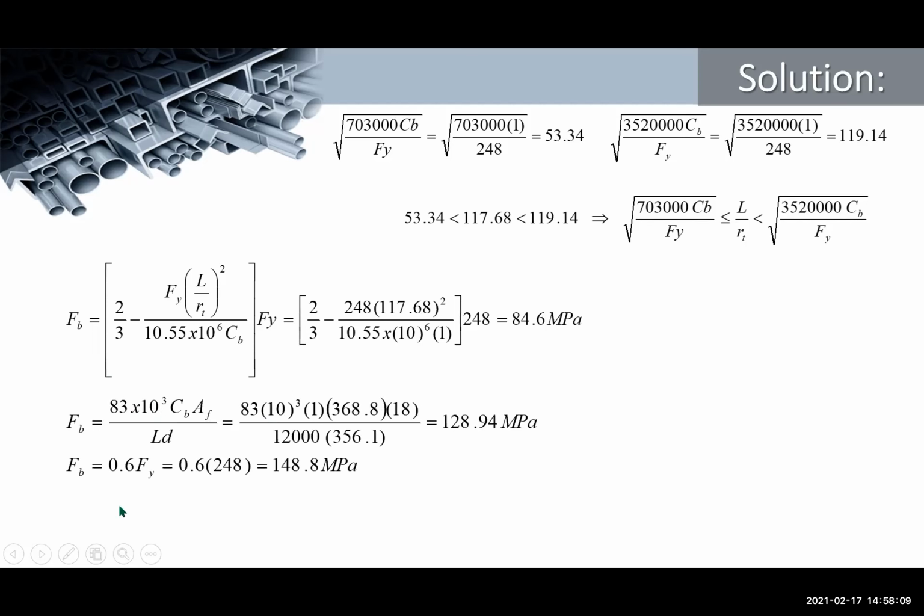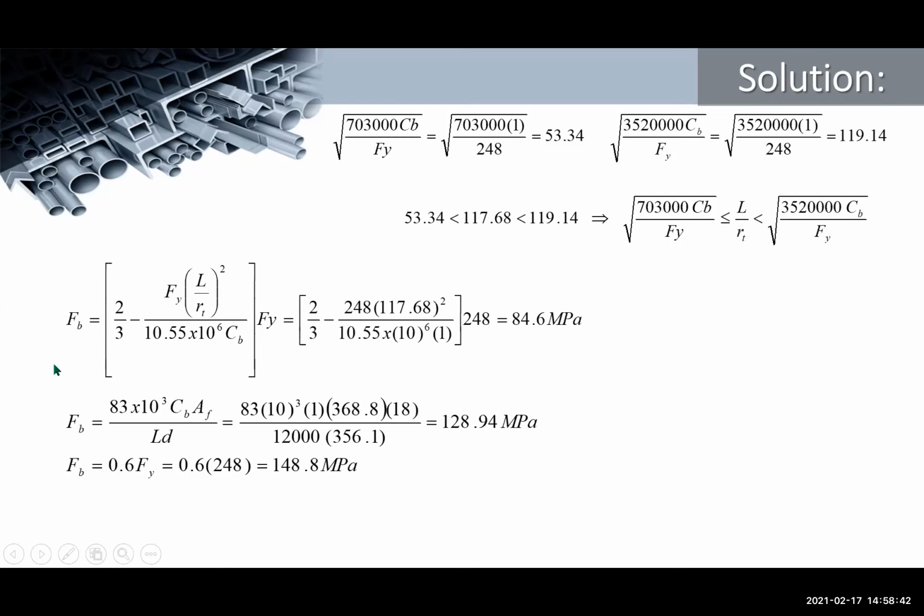Papansin niyo, tatlo yung kinumpute ko, no? Now, simply supported, walang moment na naka-indicate sa problem. So, yung CB, papansin nyo, 1 lang yung nakalagay. Then, yung mga datang sinubstitute natin is given naman sa problem. FY, 248. L over RT, na-compute na natin. CB is 1. CB, ito ulit, AF ha, hindi siya area ng section. So, yun, 368 times 18. Length, 12,000. Depth, 356. So, we have 3 values of FB.